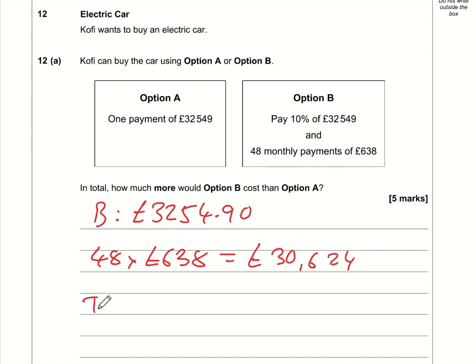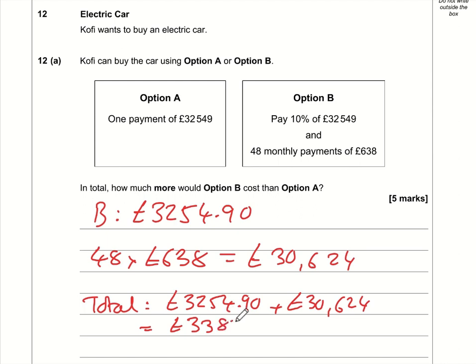30,624. So the total that is being paid is going to be the 3,254.90 plus the 30,624, which comes to a total of £33,878.90. So we can see that that is more than option A.